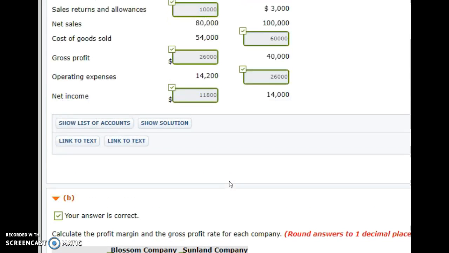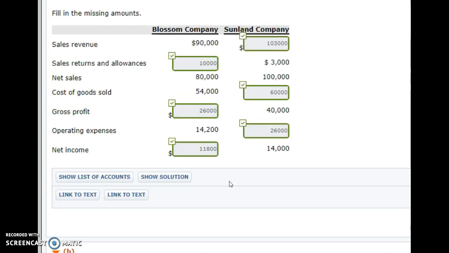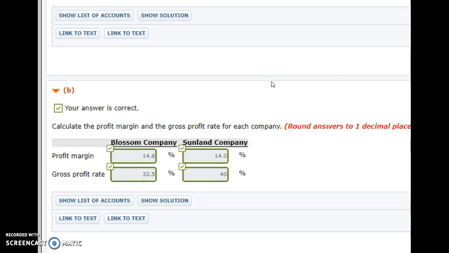Gross profit rate is taken by taking our net sales of 100,000, subtracting out 60,000, so that would total 40,000, and then dividing it by 100,000, which gets us 0.4. We change it to a percentage, and we get 40%.